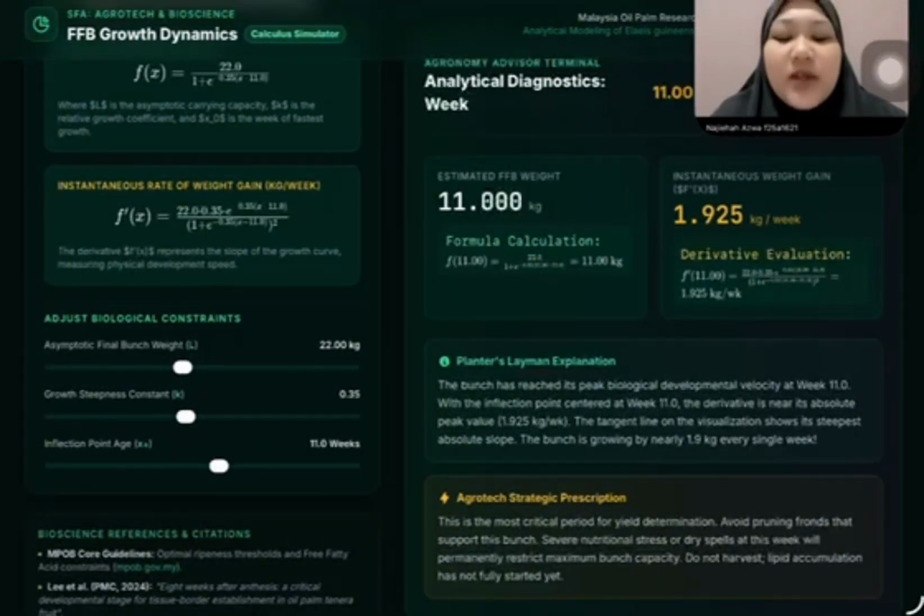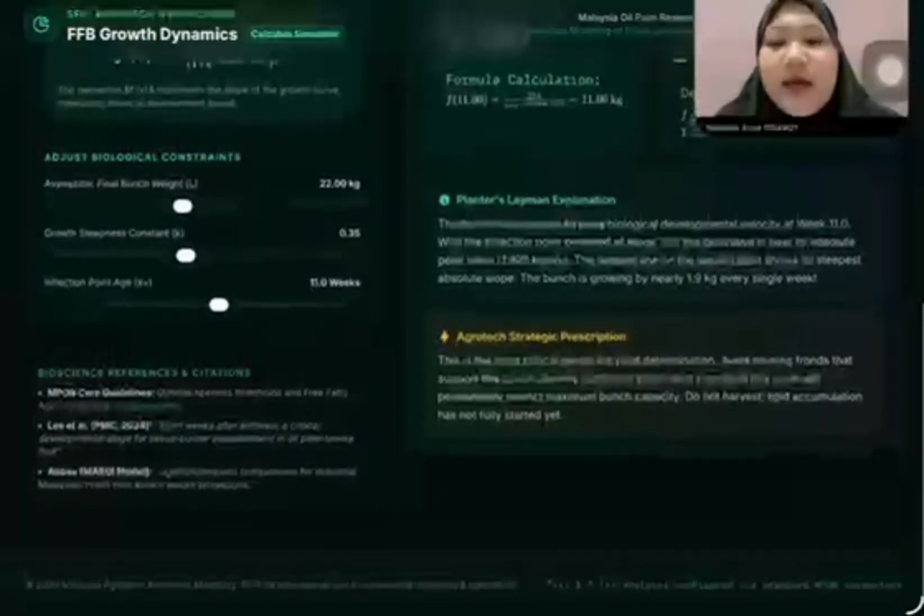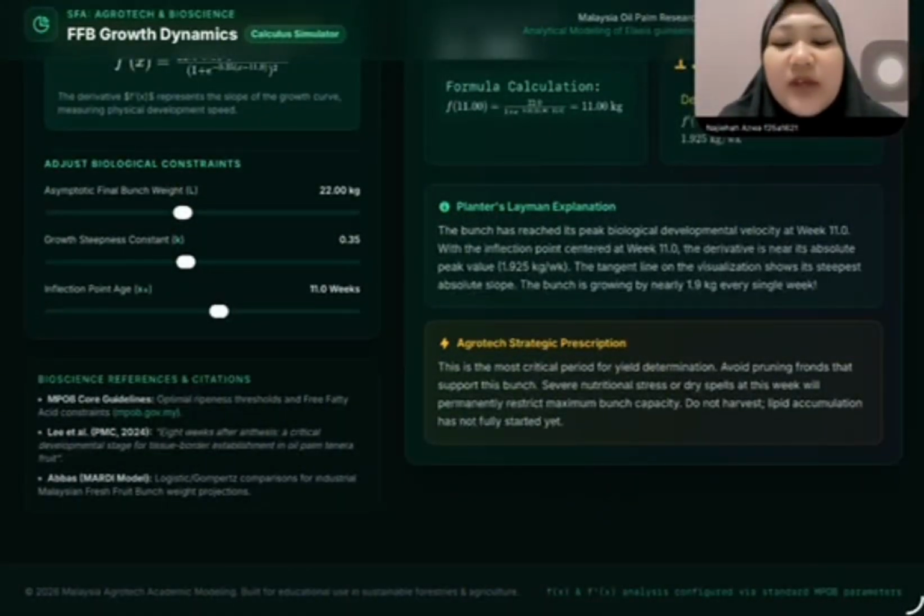At week 11, the estimated FFB weight is 11 kg. Growth rate is 1.95 kg per week. The derivative trend shows peak mass accumulation. The web page also explains that this is an important stage for yield development and nutrient management. Lastly, we include references from trusted scientific sources such as the MPOB core guidelines, a PMC journal article, and lastly the MPOB growth model. These references support the accuracy of our project.